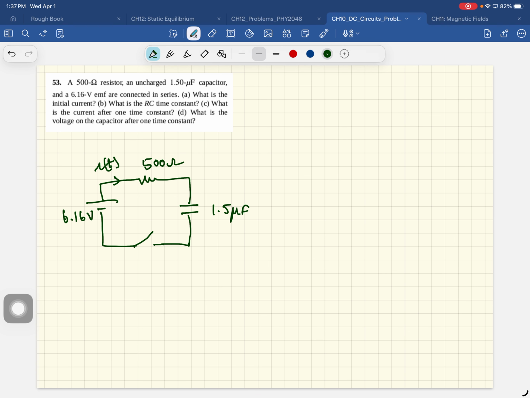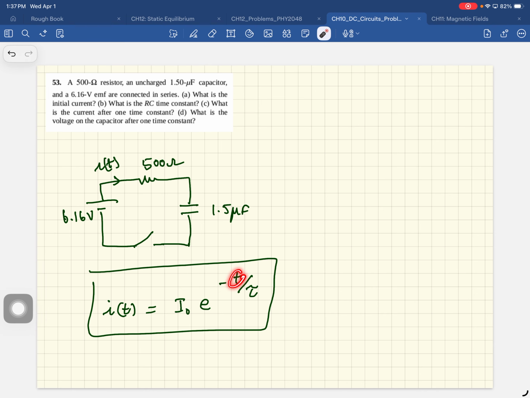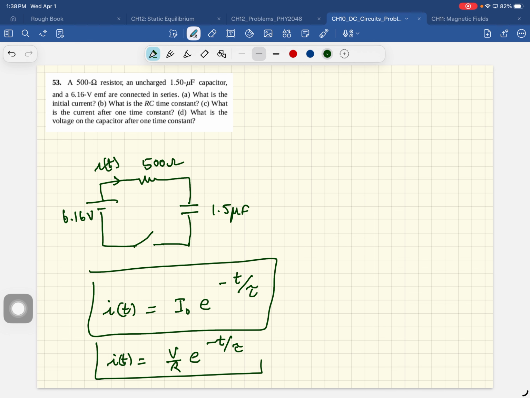The current in the circuit is given by the initial current times e to the power of minus t over tau. At t equal to 0, this is 1, so that's the initial current. The way to remember this is as if this capacitor is not even there. The initial current is just V over R. So that's the expression, V over R, e to the power of minus t over tau. And tau, the time constant, is related to RC.